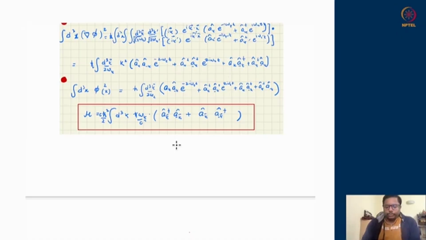Today we will move forward towards full quantization of the scalar field and try to see what kind of states and expectation values for various things we do get from the quantization of the harmonic oscillators for each k mode, and then summing over to obtain the full field.